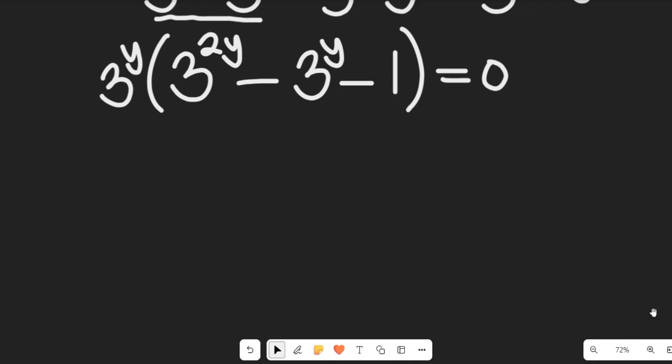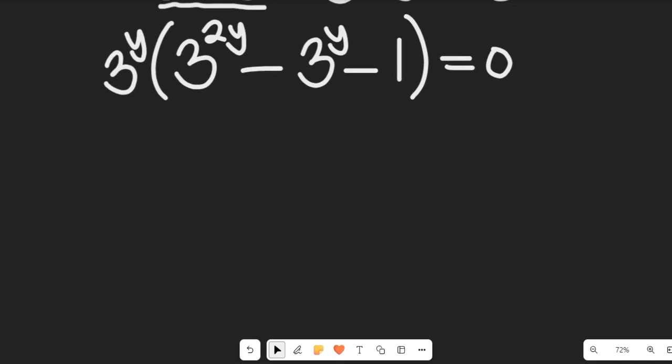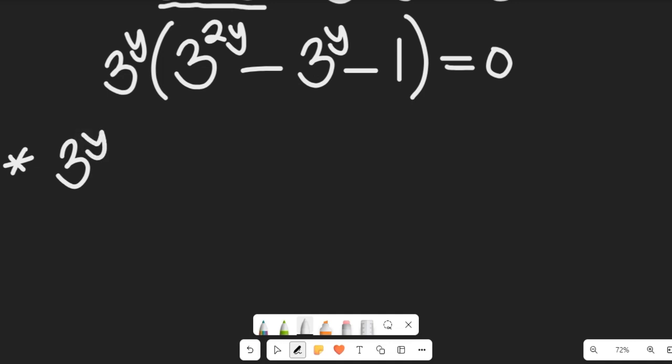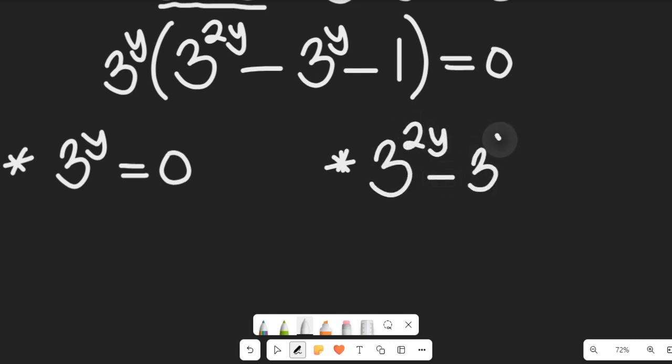Now we've gotten to a point where we have to separate these two expressions. This is more of a zero product rule. So we're going to have 3^y as the first case, 3^y equal to 0. And as the second case, we are going to have 3^(2y) minus 3^y minus 1 equal to 0. So let's solve this part first.